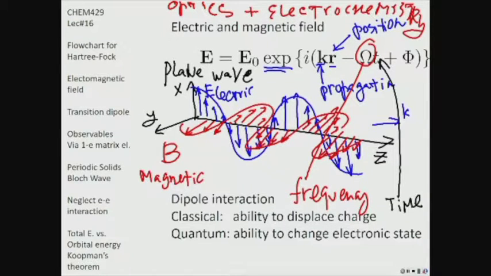And another observable that characterizes materials is spectra. So the molecules, the materials that we describe with electronic structure theory, may have the ability to interact with light.